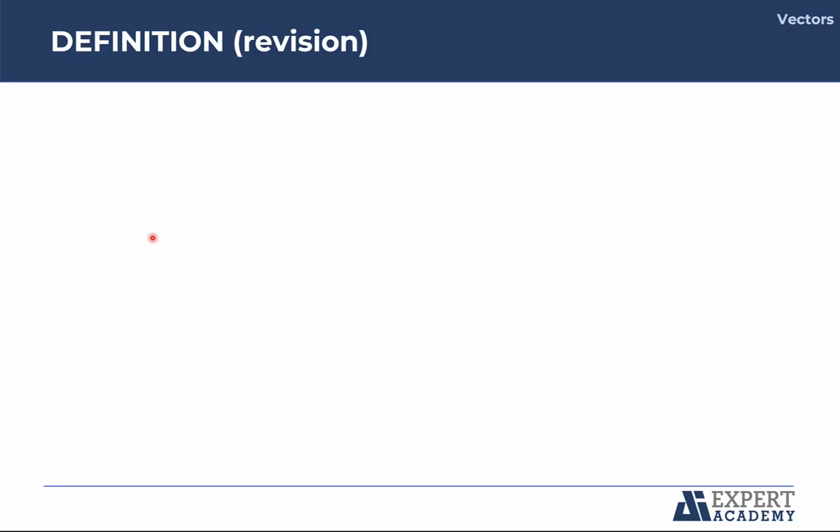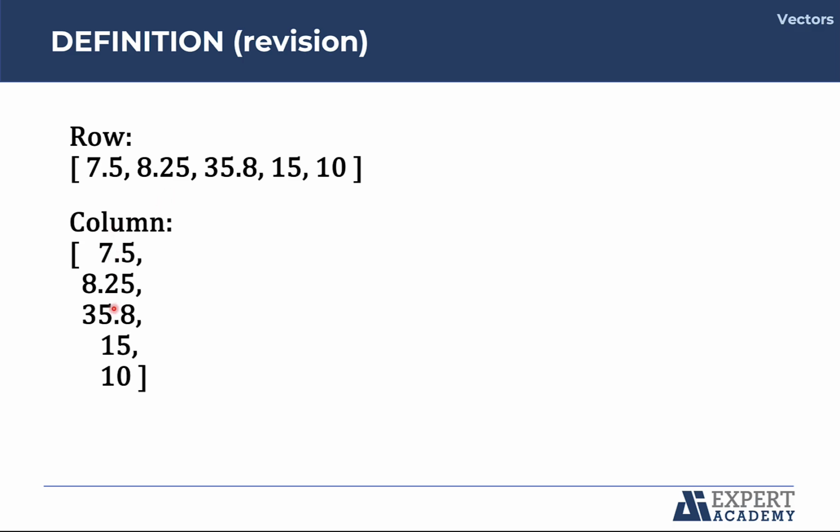Hello and welcome to this lecture where we are going to explore some of the main properties of vectors. Broadly speaking, vectors are linear collections of ordered scalars. For example, the coefficients of the restaurant equation can be represented as a vector. Vectors can be represented as a row or as a column.